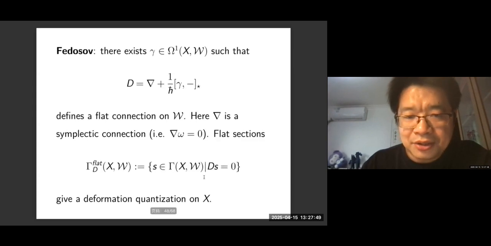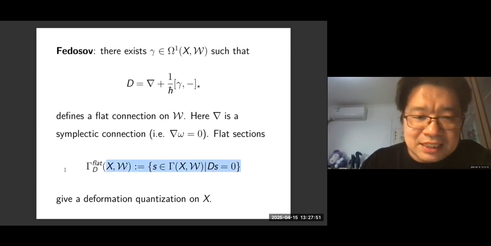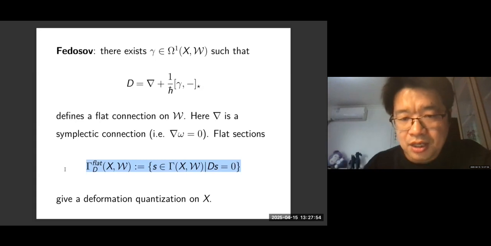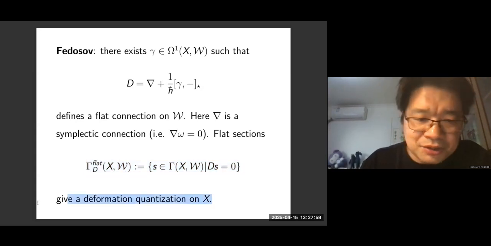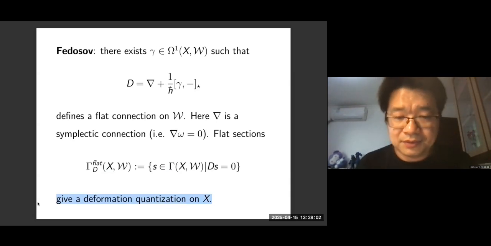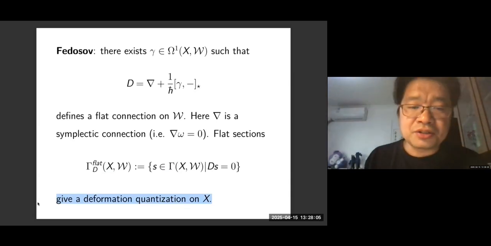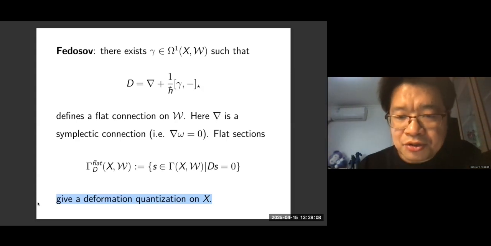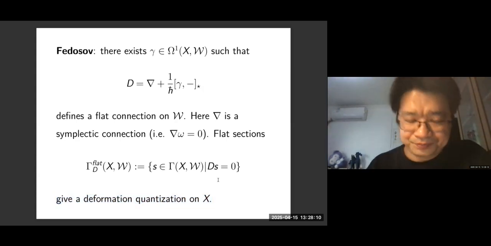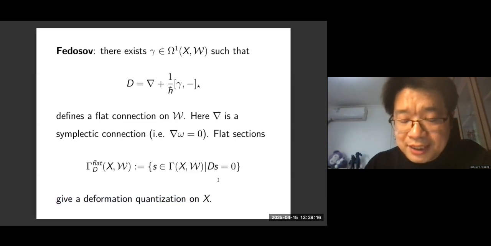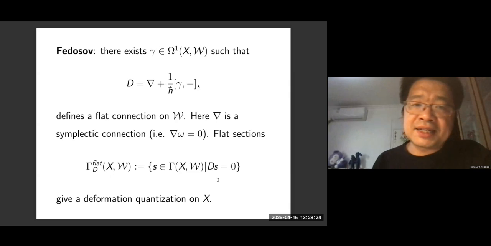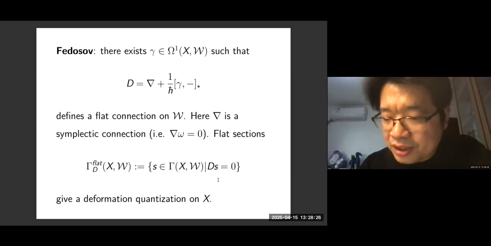Once you have this, you can look at, for example, flat sections of this Weyl bundle. And you can show the space of flat sections gives rise to a deformation quantization on the symplectic space. So basically, you find an associative algebra which quantizes the Poisson algebra on this phase space. This is a simple construction on the symplectic phase space. Of course, we know deformation quantization exists on a general Poisson manifold by the theorem of Kontsevich. But here we only work with the symplectic case, so there's a much simpler construction.